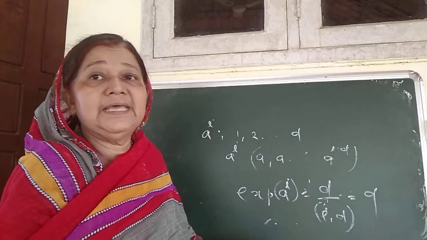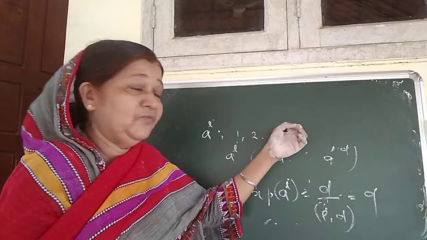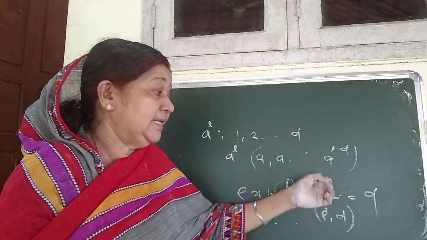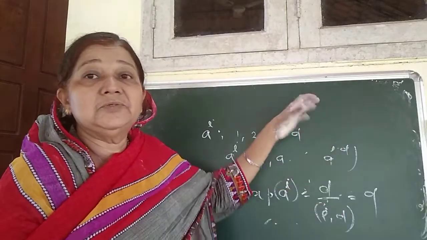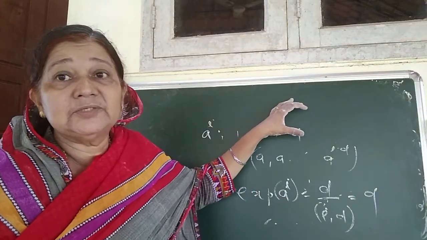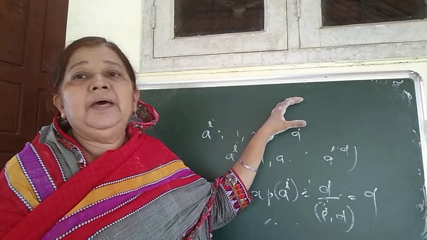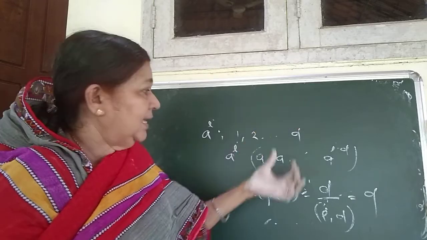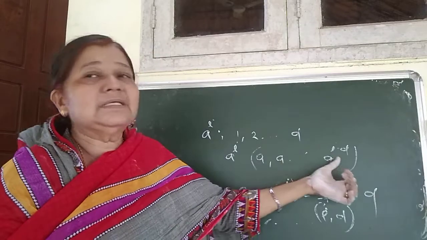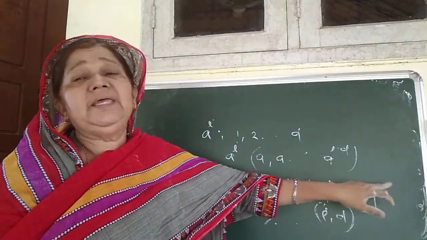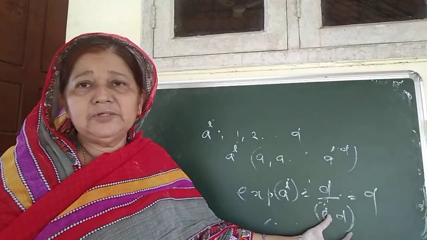a square, etc., a raised to d, but the exponent of a is d and the exponent of a raised to I is d by ID. But the solutions of x raised to d congruent to 1 mod P are only d solutions. They are nothing but a, a square, etc., in some other order. Therefore, d by ID equal to d, that is ID equal to 1.